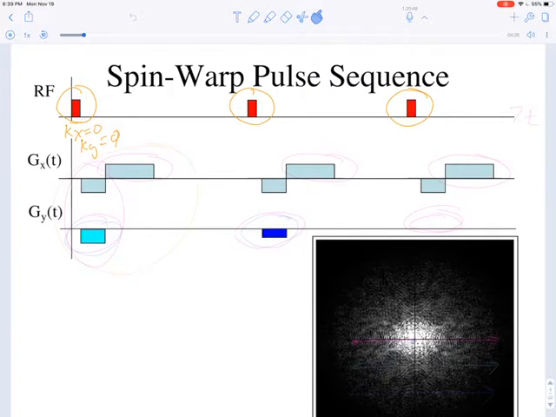So let's look at this first gradient here. This is going to move us out to some place. Let's say it moves us out from here to here, and then we zoom across like that. Then we wait some amount of time, and then we come along with the next gradient here, and it looks like it's about half the amplitude, so it's going to move us here and then across.